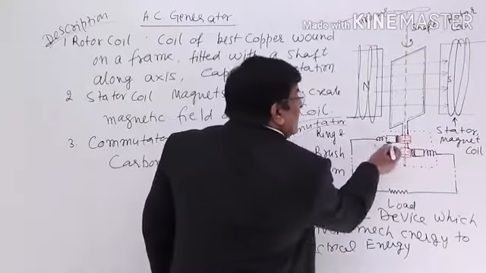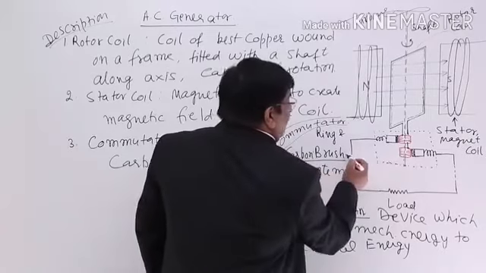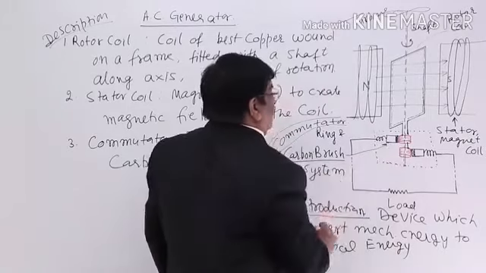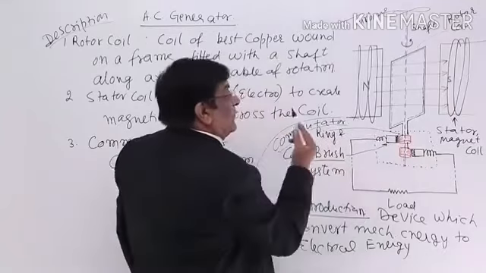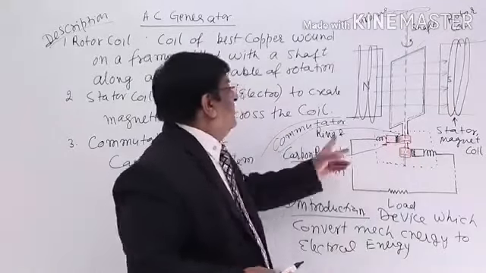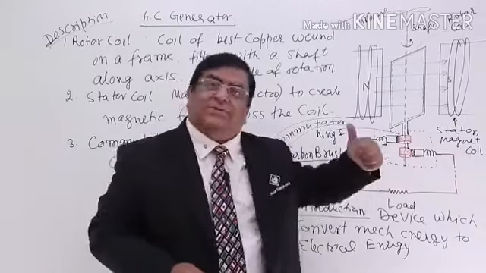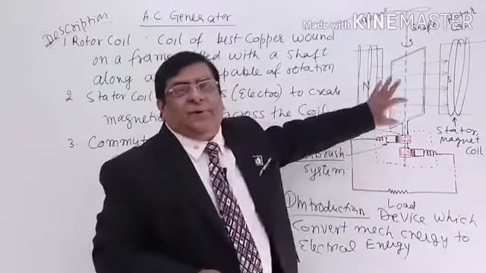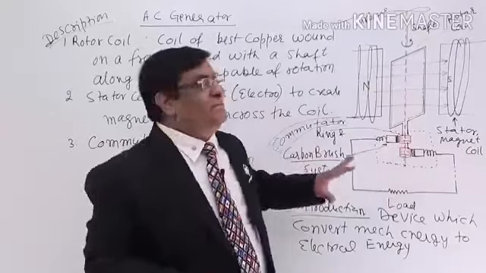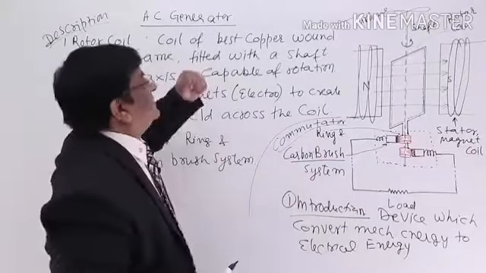The carbon brushes are fixed. The rings, the red rings, are the moving part. So this is the wonderful thing about the commutator: we take the electrons from the moving part to the stationary part. This is the third part of this system. So this is the description of the AC generator.